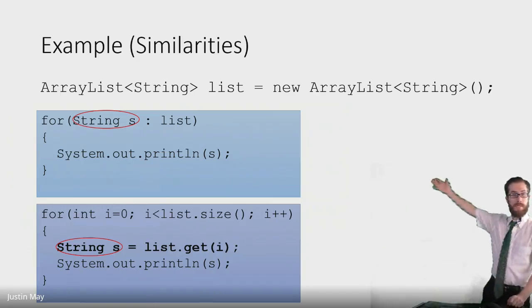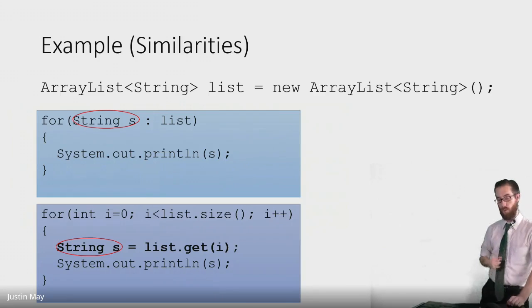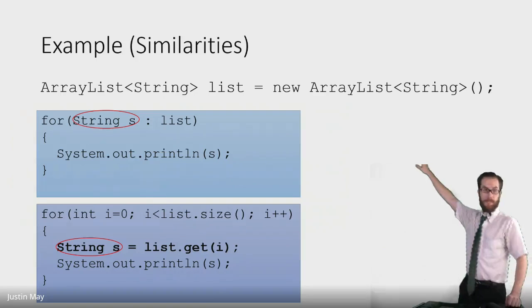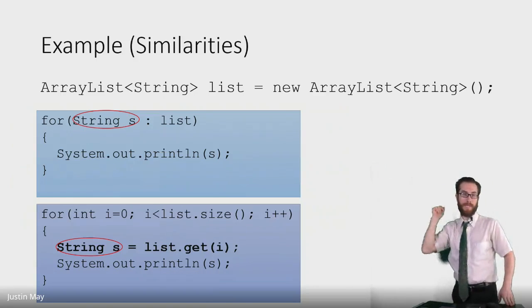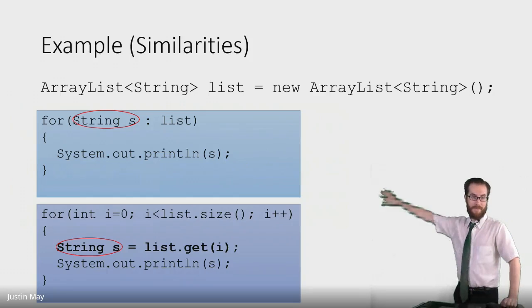Both of them declare a variable, String s, that's going to store the value, store one element from the list. And this is a list of strings, so that's where the word type String came from. s is just a variable you get to invent. But you see they both have that same syntax there.